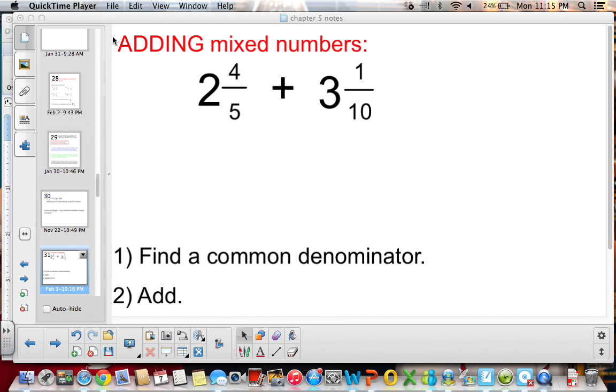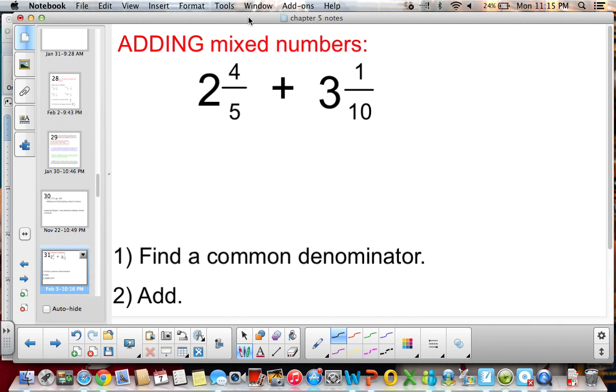So when we add mixed numbers, remember a mixed number is a whole number with a fraction. Remember when we add fractions, if they have different denominators, we need to find a common denominator. So the first thing that we do when we add mixed numbers is we look at our fractions and find a number that both of the denominators have in common. For this one, 5 can go into 10, so we're just going to change this one to tenths. So 5 times 2, and then I do the same, so 4 times 2.